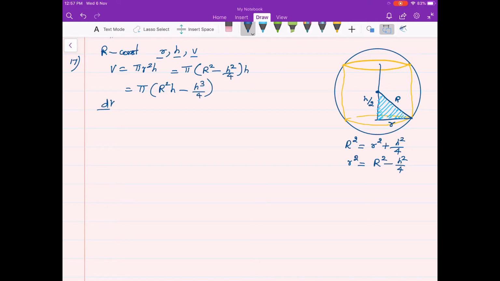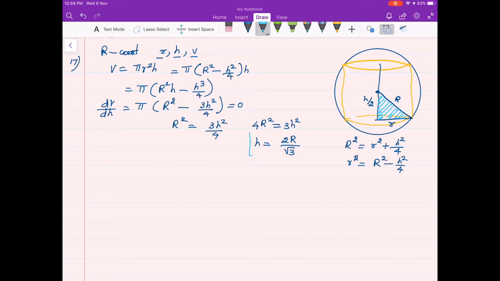Now, differentiate with respect to h. R square, R is a constant here, minus 3h square over 4, and equate the first derivative to 0. Therefore, we get R square as 3h square over 4. 4R square is 3 times h square. Therefore, h is 2R divided by root 3, and this is the result to be proved.